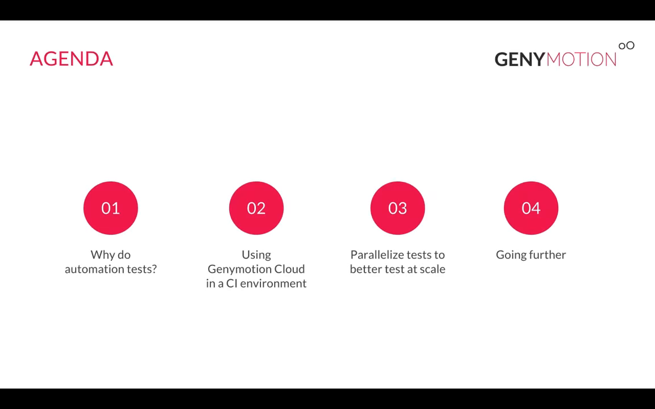So here's a quick agenda of what we'll be talking about during this webinar. First, we'll start with a bit of context: why doing automation tests, and why it is important for you to reduce your whole test lifecycle. Then we will present Genymotion Cloud and how it integrates within your existing continuous integration environment. Then we will talk about different ways of reducing your testing lifecycle by parallelizing your tests with parallel testing and test sharding. There will be some demos using Genymotion Cloud. And then at the end, we will go further and talk a little bit more about Genymotion Cloud. I will first let Fabien talk about the context and why it is important to do automation tests.